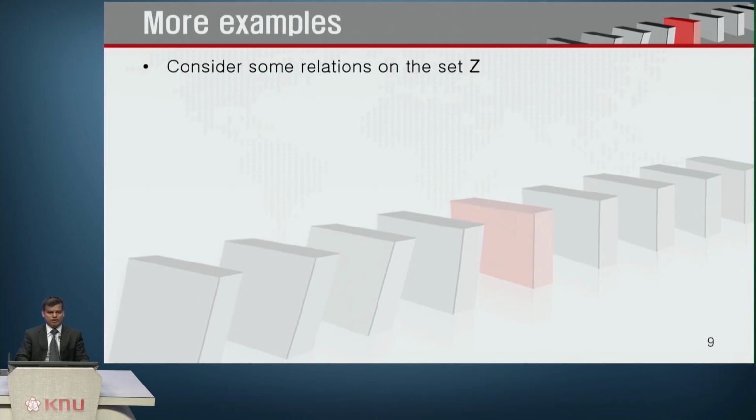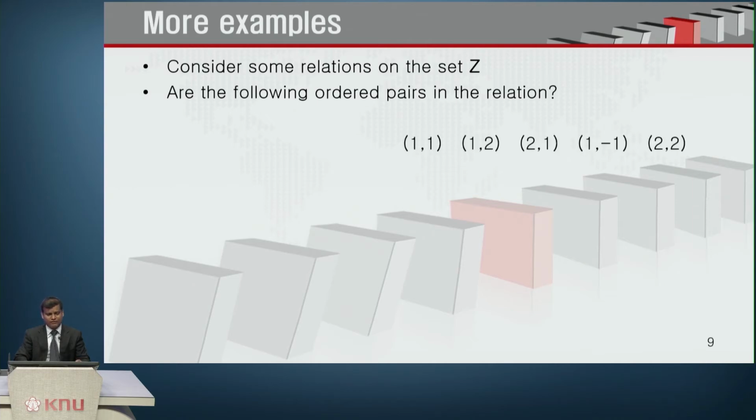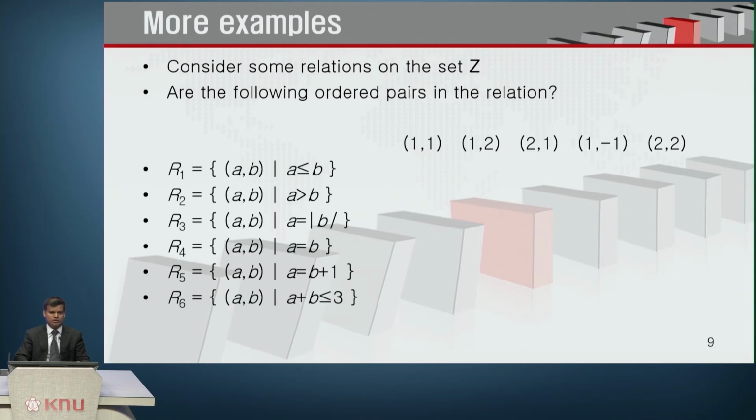Let us see one more example here. Consider some relations on the set Z, with the following ordered pairs in the relations, for example (1,1), (1,2), (2,1), (1,-1), (2,2). Say the relation R1 is (a, b) such that a is less than or equal to b, and R2 is a is greater than b, R3 is a divides b.